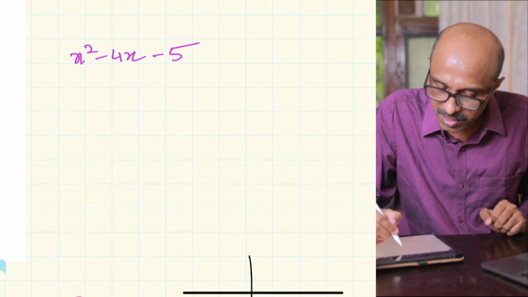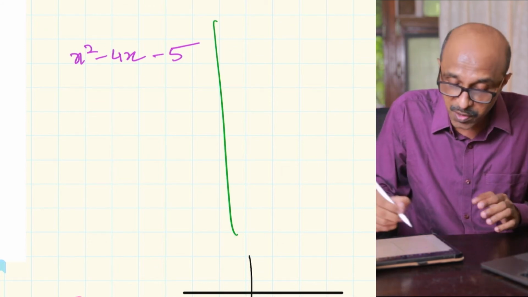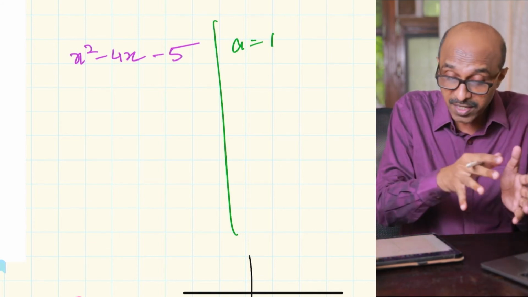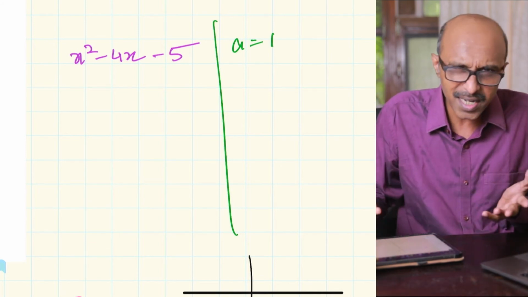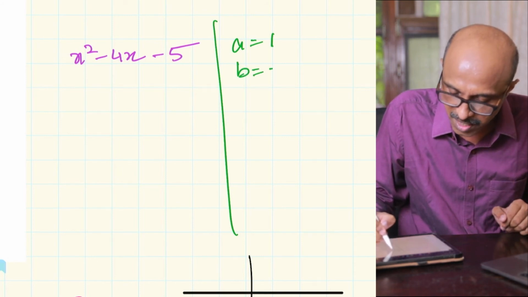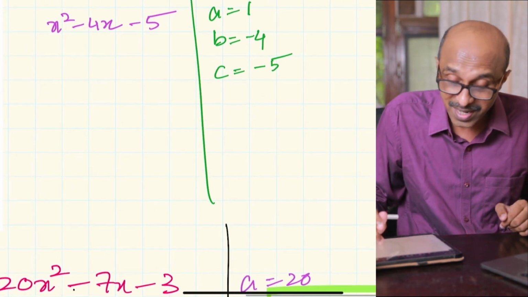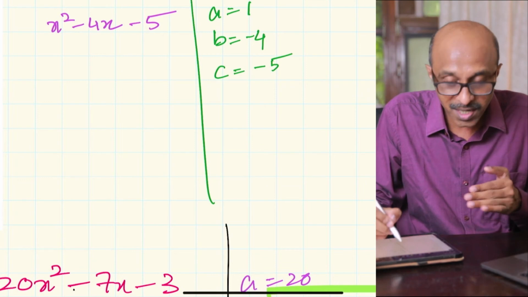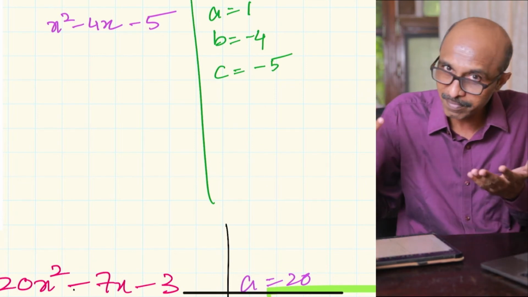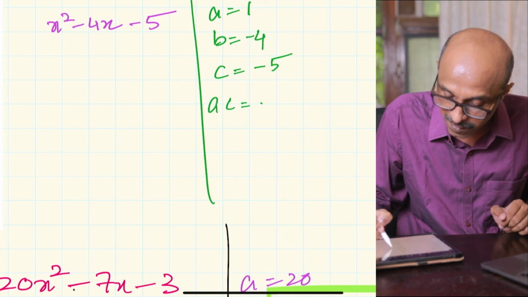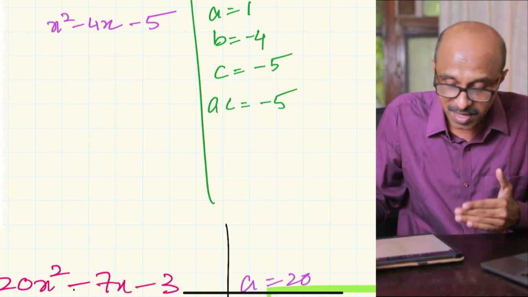The difference here between this and the earlier two questions is that the value of a is 1. Typically in your school, you would have learned this separately, this first and that next. But it's the same technique, okay? I'll just show you quickly how. The value of b is a negative 4 and the value of c is a negative 5. Right? Now, what did I say? First, find a times c. Well, a is 1. So whether you take a times c or just c by itself, it's the same thing. So a times c is going to be a negative 5. All right?